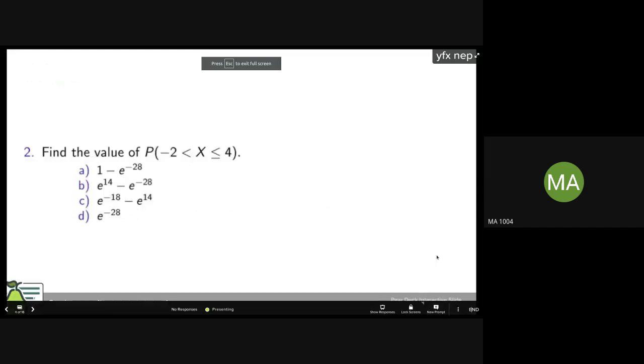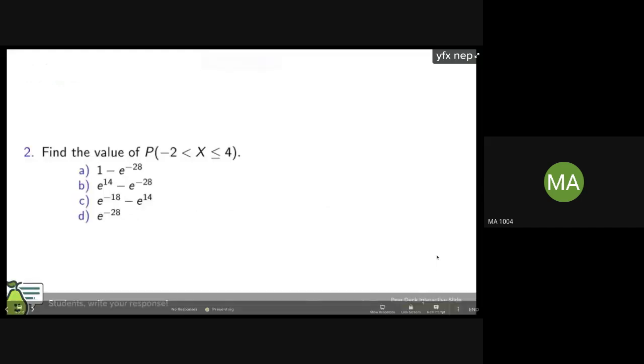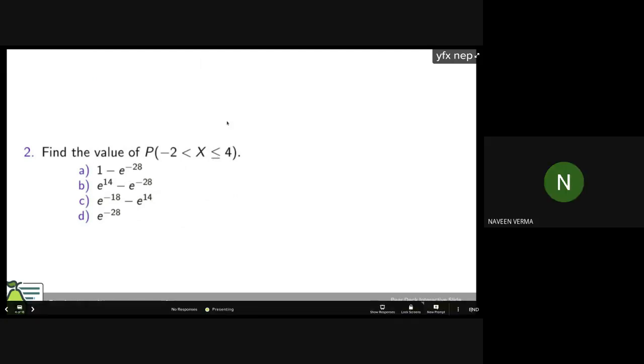So we will see how to find the limits also. Now you can tell me. Find the value of the probability that, with the same function, -2 is less than x is less than or equal to 4. So in this case, can you tell me what will be the value?